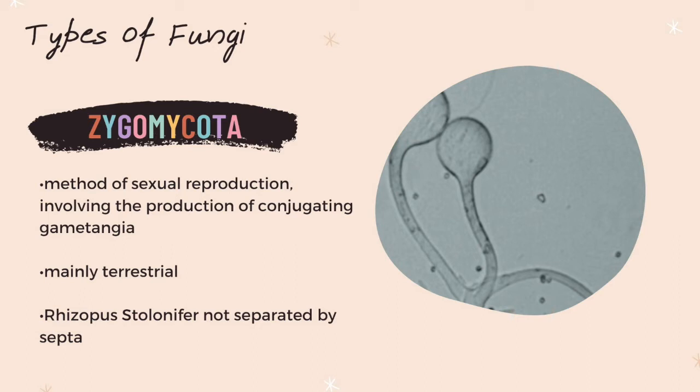Zygomycetes are mainly terrestrial and feed off of plant detritus or decaying animal material. They also cause problems by growing on human food sources. One example of a zygomycete is Rhizopus stolonifer, which is a bread mold.